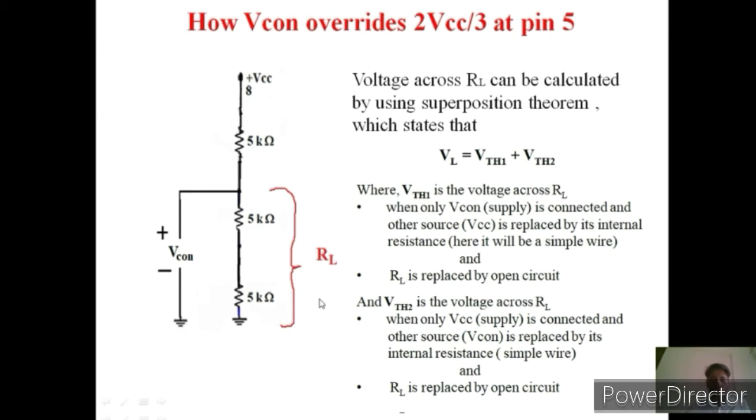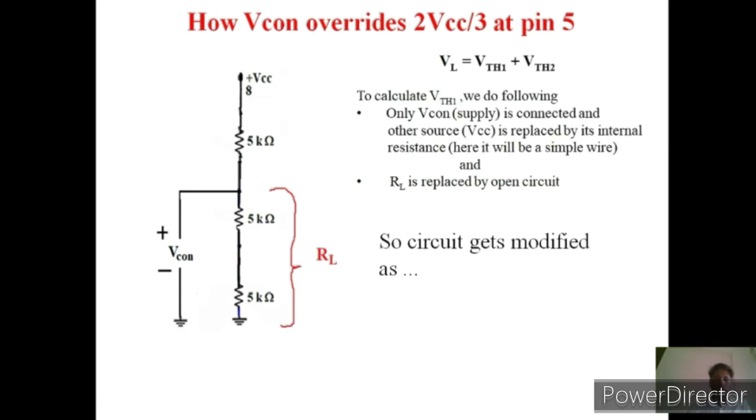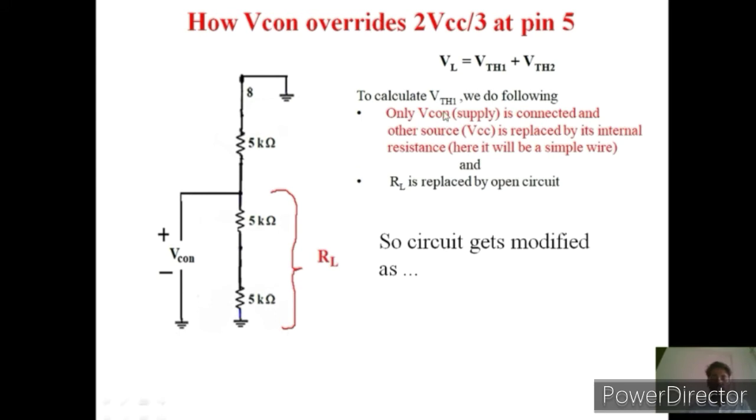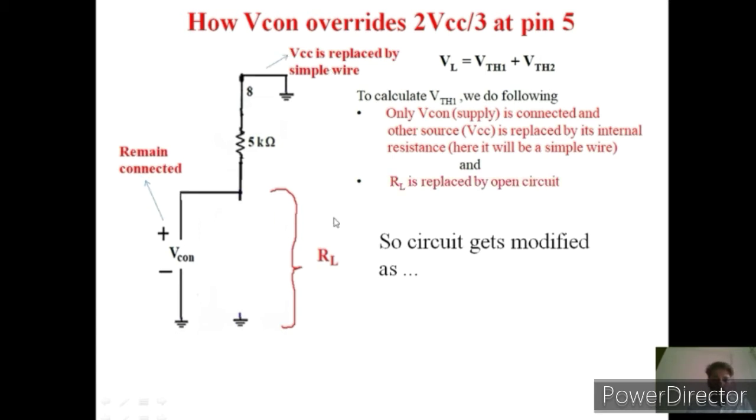Now VTH2 can also be defined in the similar manner. So VTH2 is the voltage across RL when only VCC is connected and V control is replaced by a simple wire and RL should be removed, that is RL should be kept infinity. Let us now try to calculate one by one VTH1 and then VTH2. So to calculate VTH1, V control should remain connected into the circuit and VCC is replaced by a simple wire. So this goes to the ground and we have to remove RL. So RL is now infinity.